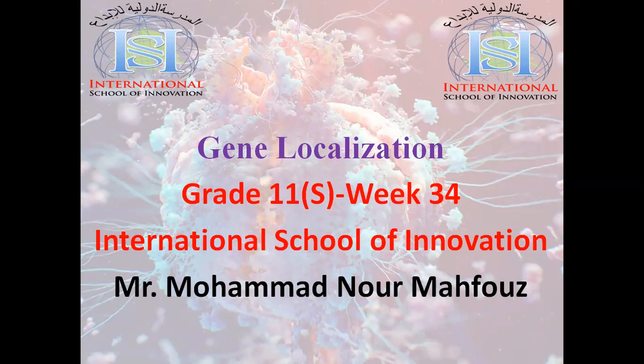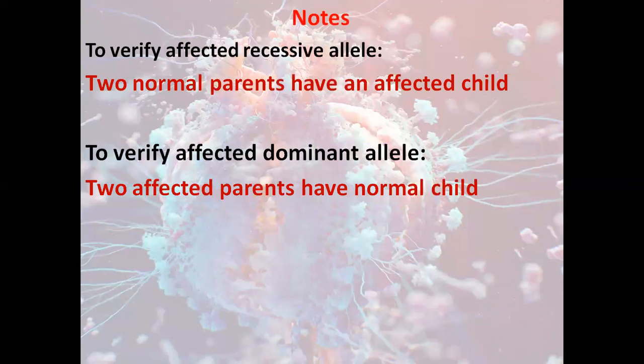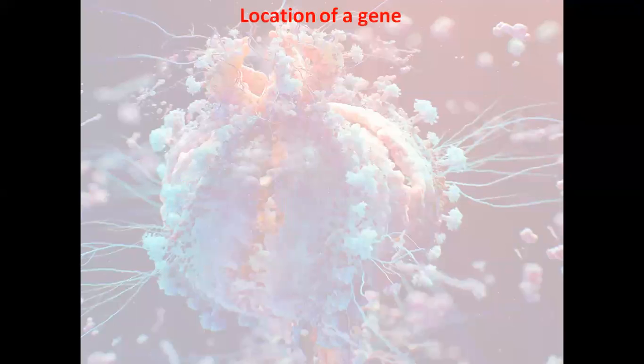In this session, we're going to continue what we started before about gene localization for grade 11, week 34. Before we start, how do we verify that the affected allele is recessive? Search for two normal parents who have an affected child. Whenever you find two normal parents having an affected child, this will be the recessive allele for the disease. Or if it's dominant, you have to look for two affected parents who have a normal child. In this case, you can prove that it is a dominant allele.